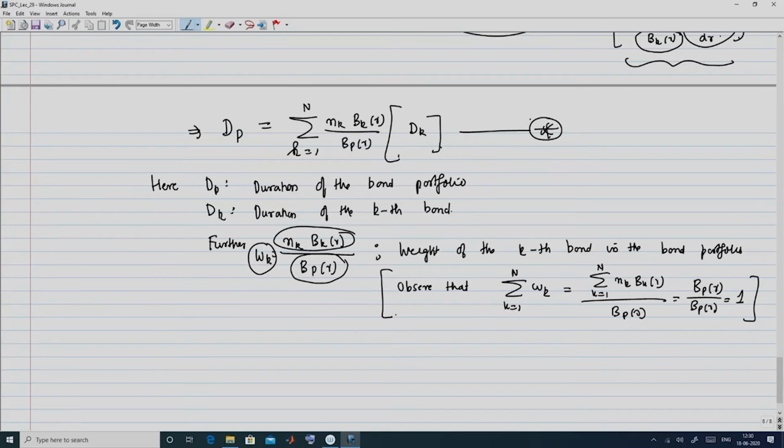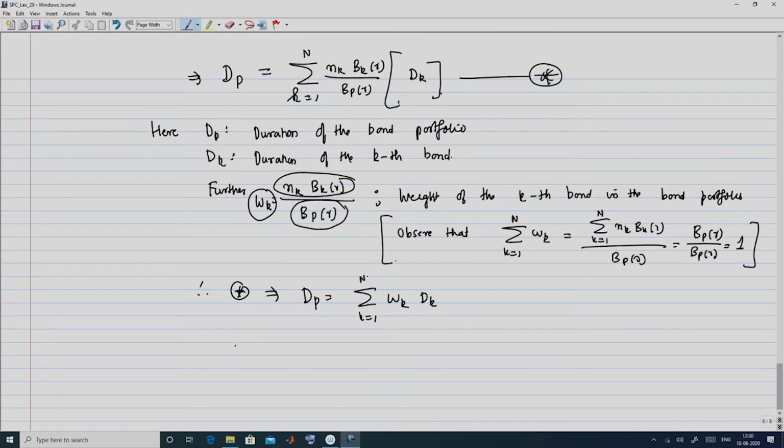So, let me call this star. So, therefore, star implies that dp is going to be summation of wk dk, k is equal to 1 to capital N. So, this means that the duration of the bond portfolio, just like in case of stocks, is nothing but the weighted sum of the duration of the bonds in the portfolio.